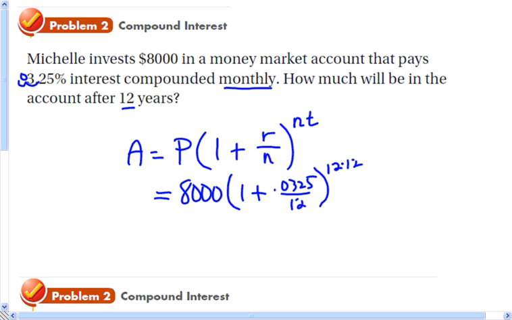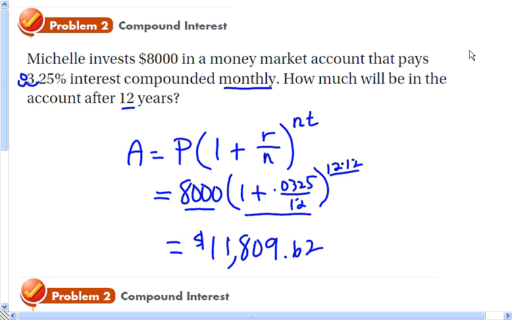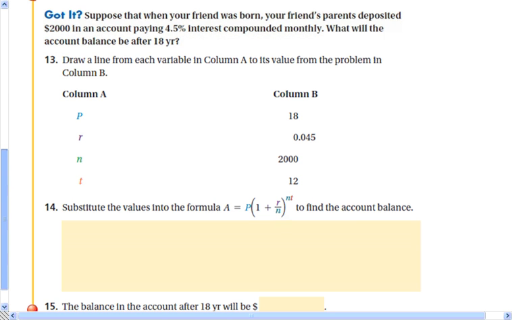And if we simplify that, what I would suggest you do is do this part in your calculator first. Then raise it to this number, which is 144. Then multiply it by 8,000. If you do it in that order, you don't have to worry about the parentheses in the order of operations. So if you do all that on your calculator, you should get $11,809.62 if you round to the nearest cent. All right? So go ahead and do this problem, and you can check back and see if you're doing it right.